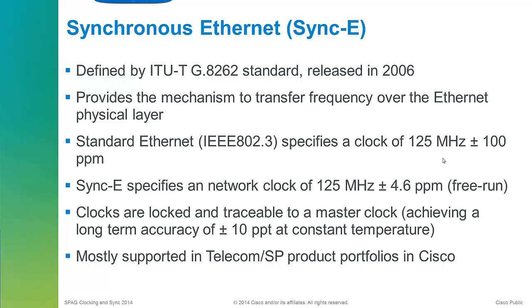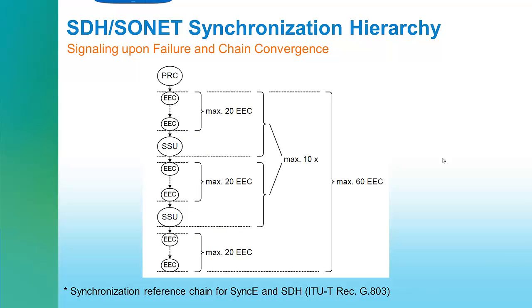As I said here, the clocks are locked and traceable to a master clock, and when you've got them connected together, it's 10 parts per trillion. So the long-term accuracy of a SyncE network is quite amazing. It's 4.6 when you're free running, but when you're actually traceable to a master clock, it's 10 parts per trillion, which is very good. And of course, in the Cisco products, they're supported in most of our service provider or telecom type product portfolios.